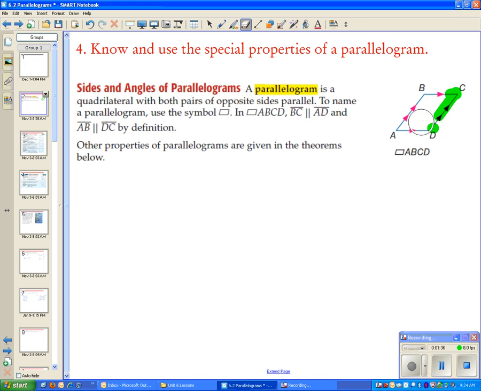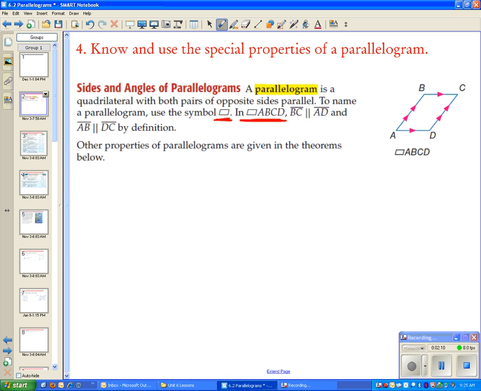And then to name a parallelogram, use the little symbol here that looks like a very small parallelogram. And then you just start at one vertex and you go around. Generally, we go alphabetically if we can, A, B, C, D. So we would read that as parallelogram A, B, C, D. So in parallelogram A, B, C, D, segment BC is parallel to segment AD, and segment AB is parallel to segment DC by definition. All right, the definition is that both pairs of opposite sides are parallel.